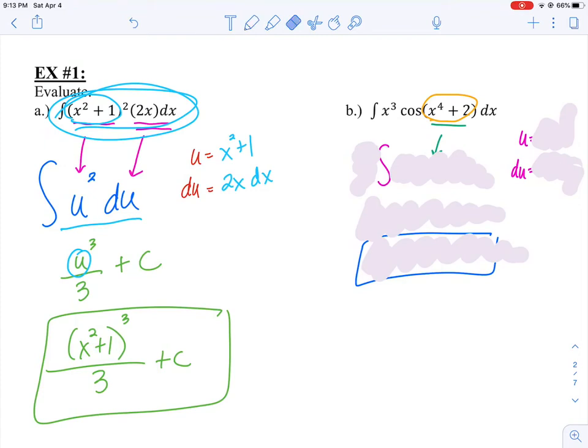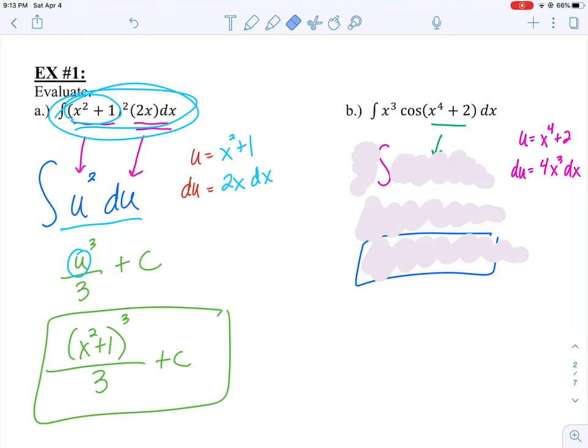And sometimes, it's kind of like a puzzle. You might pick a piece, see if it works, and it might not work. You just need to try a different piece sometimes. But on this one I'm going to try my inside as my x to the fourth plus 2. That means the derivative is 4x cubed dx.